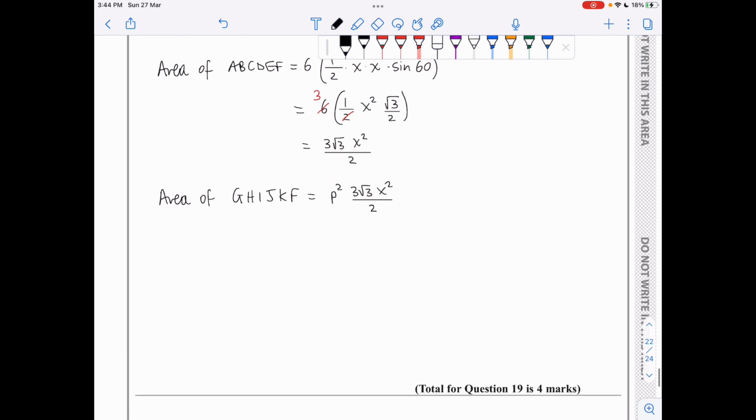This means that the shaded area is simply one minus the other. So it's going to be p squared 3 root 3 x squared over 2 minus 3 root 3 x squared over 2. I notice that 3 root 3 x squared over 2 is a common factor, and I'm left with p squared minus 1 in the brackets as required.